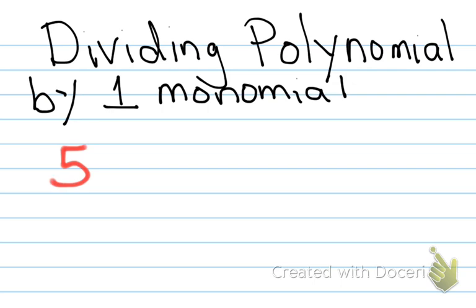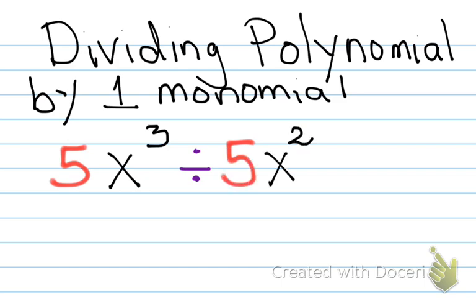Okay? So, if I have 5x to the third power, and you have to divide by 5x to the second power, the rule is exactly the same, except you will divide the coefficients.